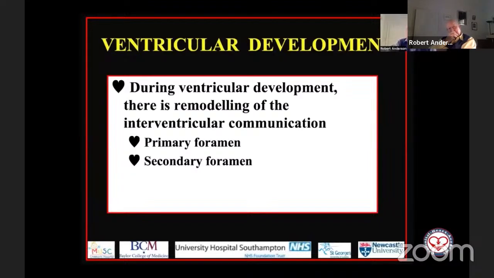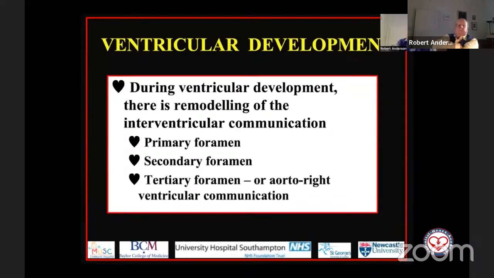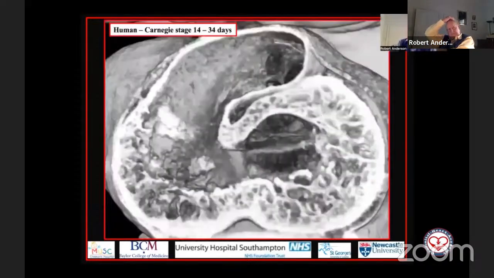The key stage then was the building by the embryo of a shelf within the roof of the right ventricle, or the base of the right ventricle, so that the aortic root was committed to the left ventricle. And that produced an aorto-right ventricular communication, which we agreed could also be called the tertiary foramen. And that was the foramen that was closed by formation of the membranous septum. So let me review those processes for you yet again.